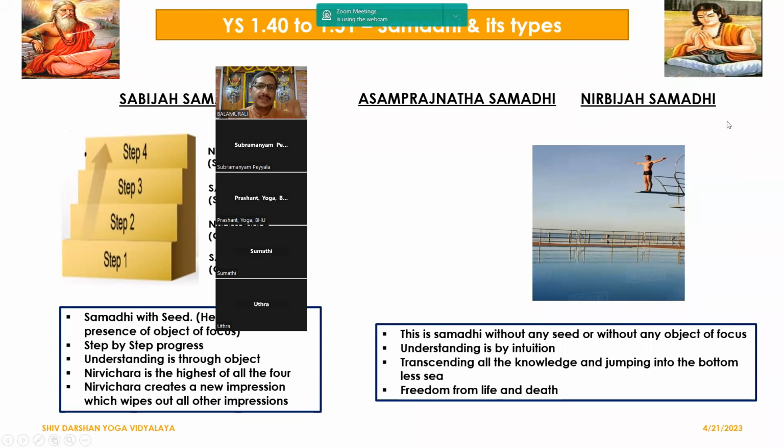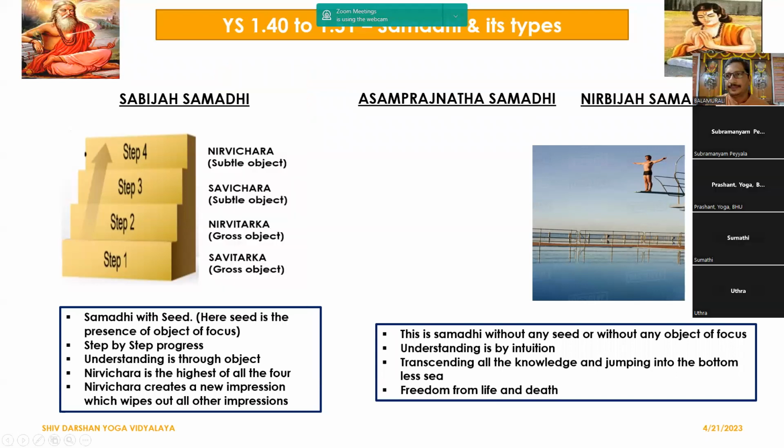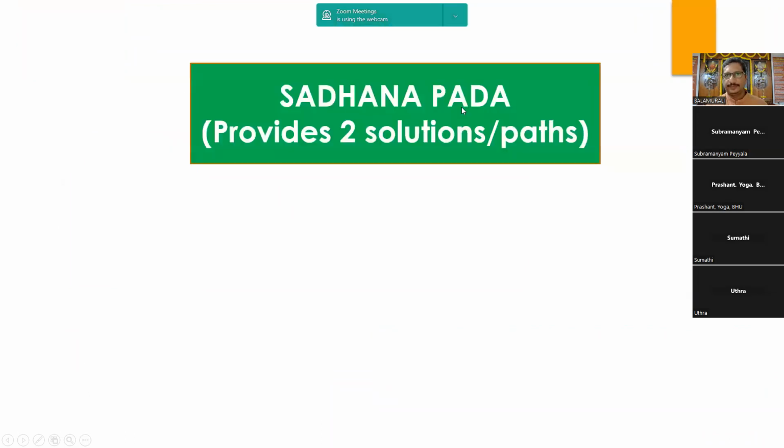That's all. The Mukti has attained. He has attained Mukti. No coming back. So Nirbija Samadhi, only one sutra they have explained. But most of the time it talks about Sampragnata or Sabija and Asampragnata. We have seen these two.